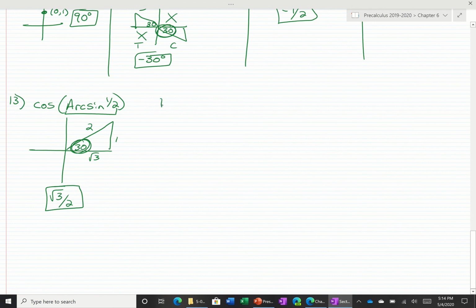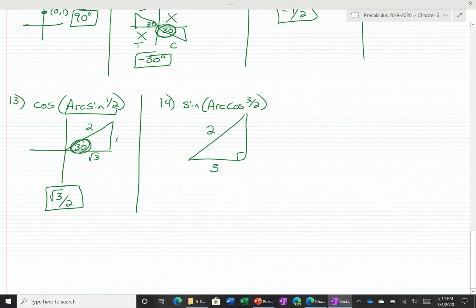For number 14, it's asking what's the sine of the arc cosine of 3/2. It's not a big deal. We could just draw a triangle. The arc cosine would be adjacent over hypotenuse. And for number 14, actually, you know what? I am mistaken here. This is the arc cosine of 3/2.